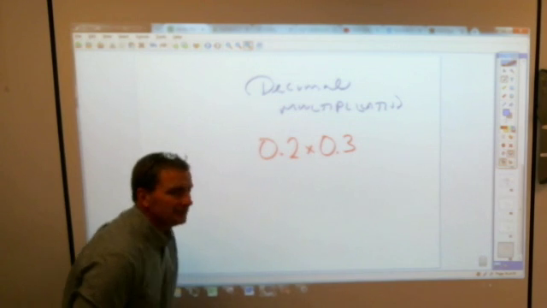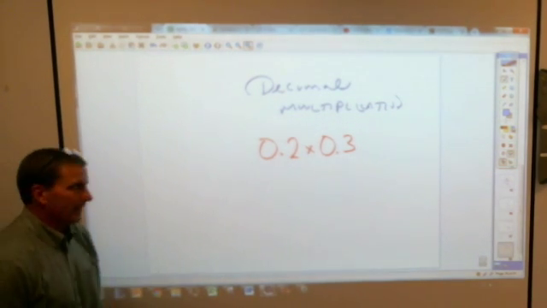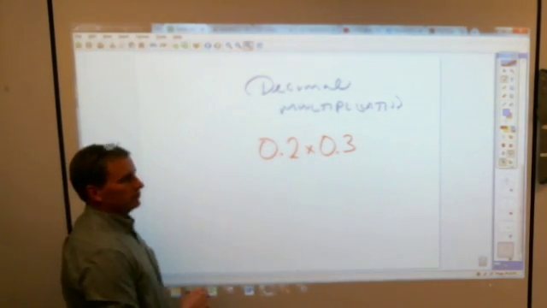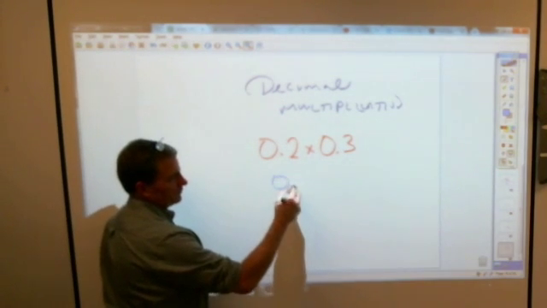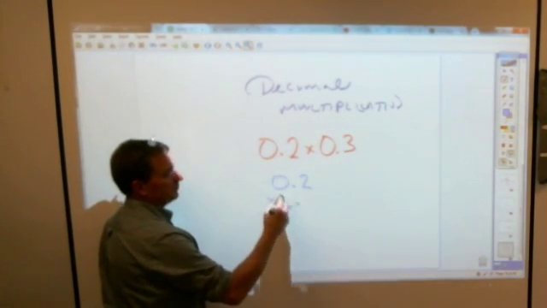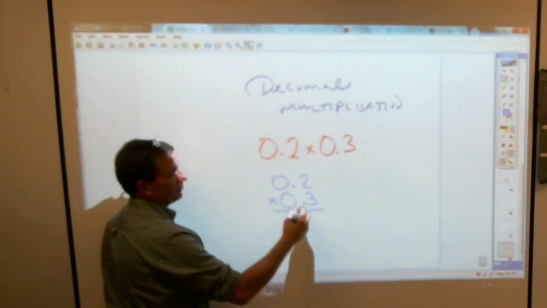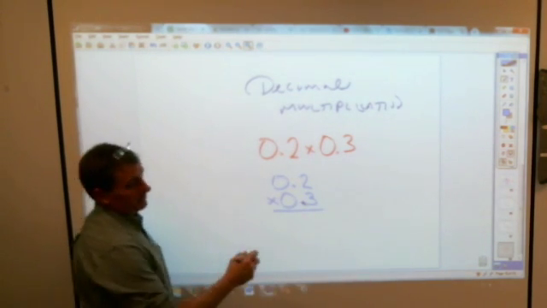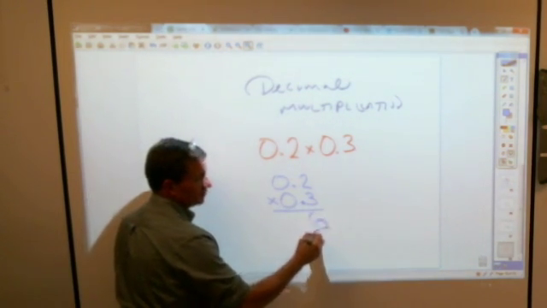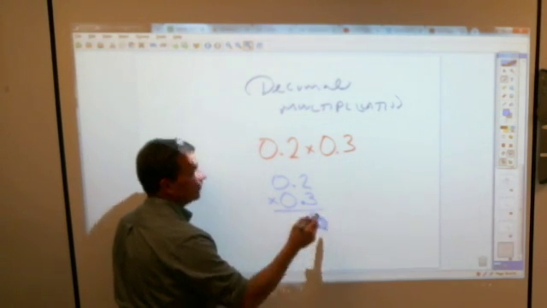First of all, they don't need to be lined up. Get that out of your head. Your first rule is to multiply like normal. In other words, this is the same thing as 2 times 3. I'm going to get 6 in my answer. The question, though, is where does the decimal go?